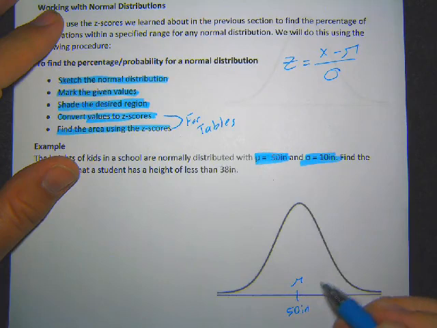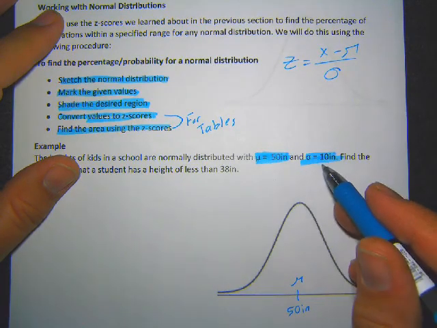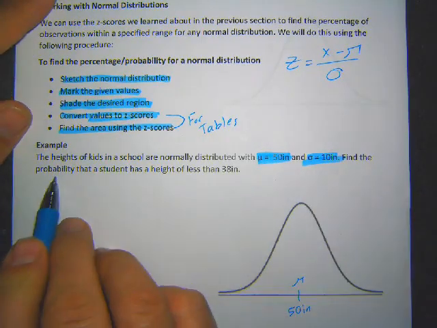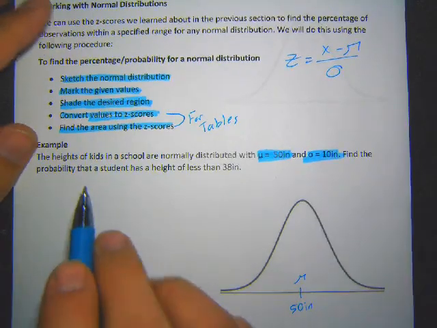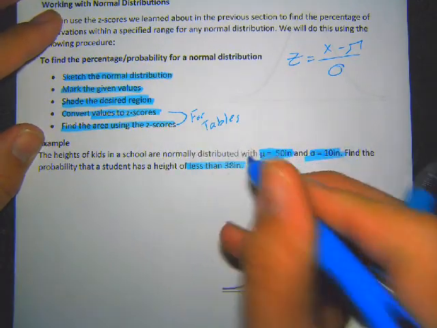So if we go out 1, 2, 3 standard deviations, and we say that's going to be most of the values, we'd be going out 10 inches in this case. So those are the important numbers to know. And then it wants us to find the probability, percentage, area, all of these, basically the same thing. The student has a height of less than 38 inches. So we're going for less than 38.